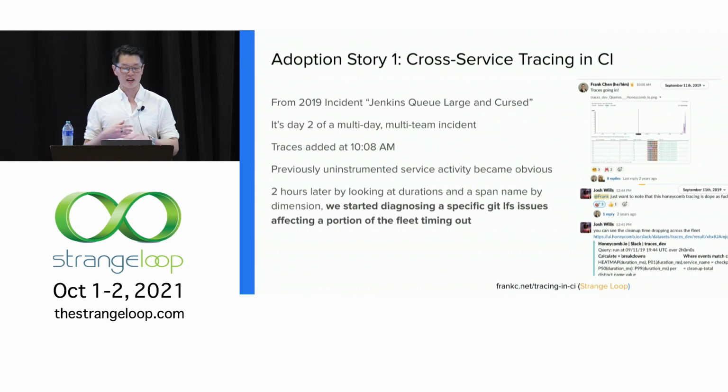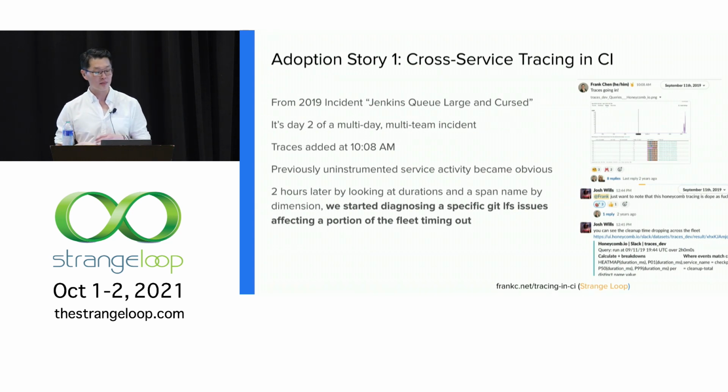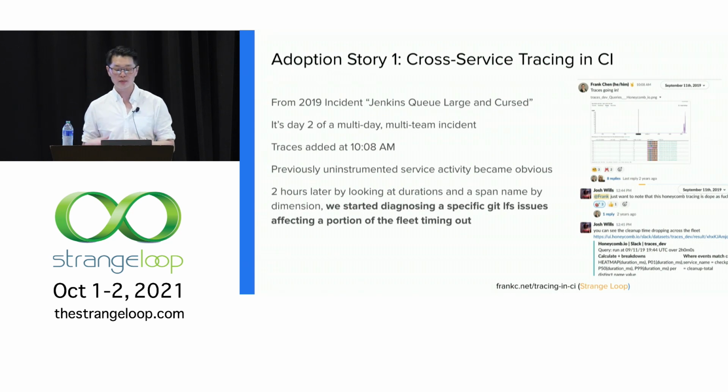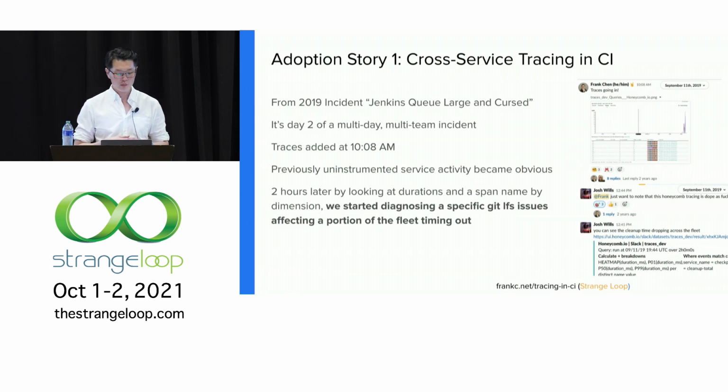This is a few months later now. This is a juicy incident. This is day 2 of a multi-day, multi-team incident full of cascading failures. On day 1, we were scrambling with one-off hacks to try and understand what was happening and get a few overloaded systems under control. On the morning of day 2, I added a simple cross-service trace and reused the same instrumentation from our test runner.